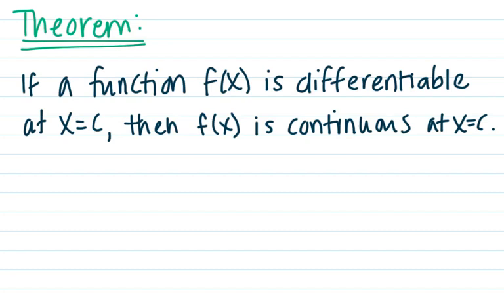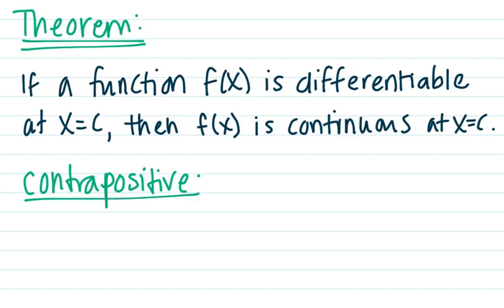Again, going back to the basic idea that a derivative gives us the slope, the instantaneous rate of change at a point. If we can do that, there has to be a point there, and if there's a point there, then we're able to say it's going to be continuous for that part of the function. Now, the contrapositive of this is also true. I don't know how many of you have taken logic, but contrapositive means the opposite, the not statement, and the reverse order.